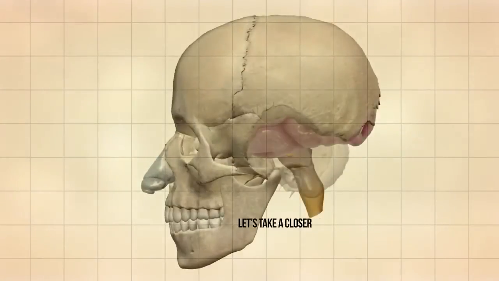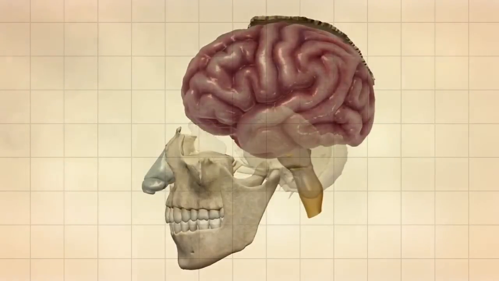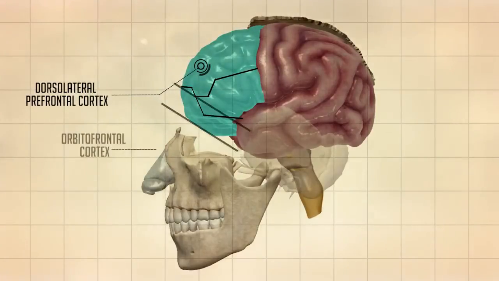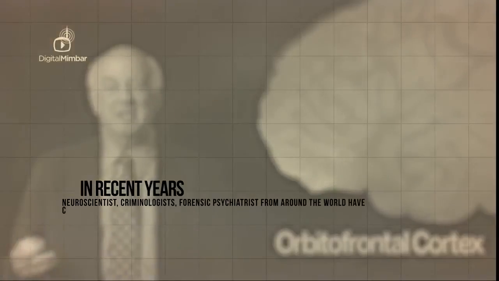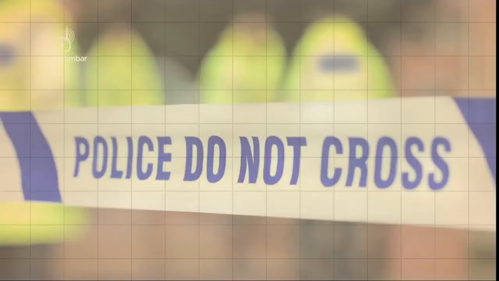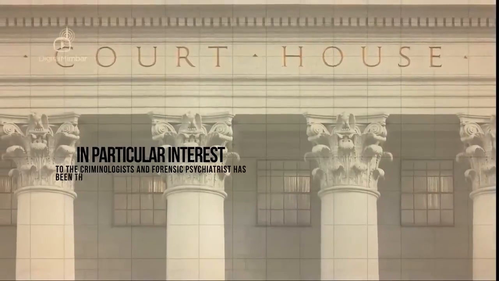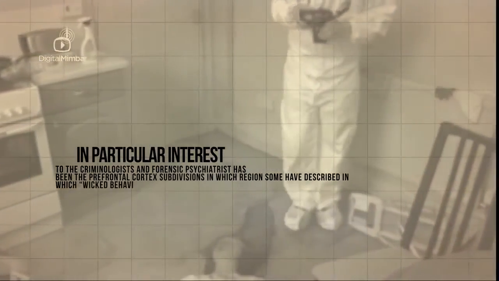Let's take a closer look at the prefrontal cortex subdivisions. This area of the brain has been divided into three main subdivisions, known as the dorsolateral prefrontal cortex, orbitofrontal cortex, and the ventrolateral prefrontal cortex. In recent years, neuroscientists, criminologists, and forensic psychiatrists from around the world have carried out a number of studies on the human brain. In particular, the interest of criminologists and forensic psychiatrists has been the prefrontal cortex subdivisions, regions in which some have described wicked behavior as taking place.